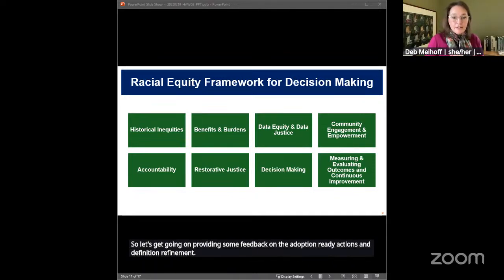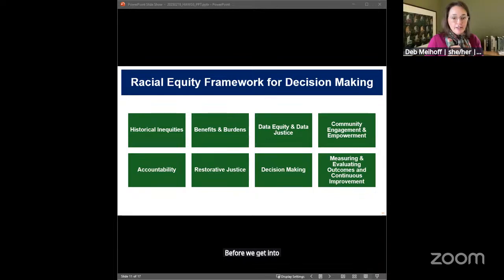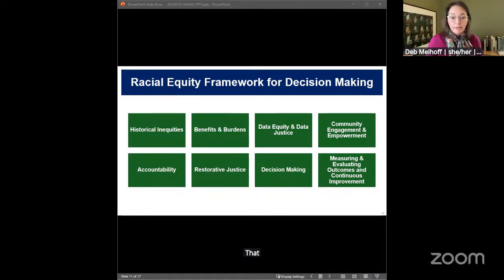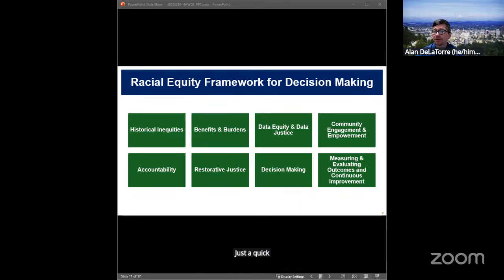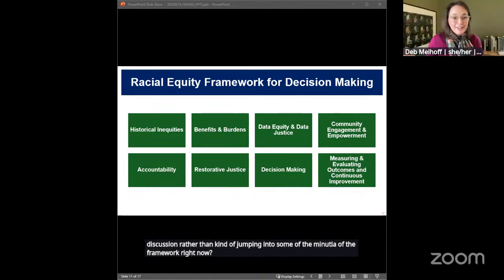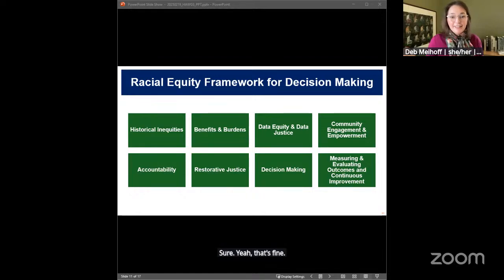Before we get into discussion, are there any questions about anything Thea just presented or anything you saw in the packet of information that we need to clarify before we discuss content? Just a quick question. Should we reserve these larger dialogues for our discussion rather than jumping into some of the minutia of the framework right now? Sure. Yeah, that's fine. Thank you for asking. Michael.